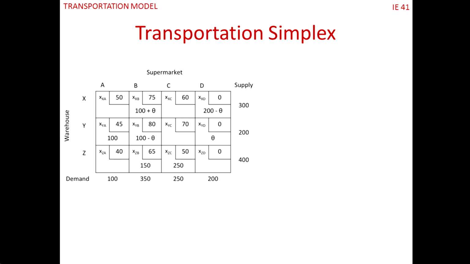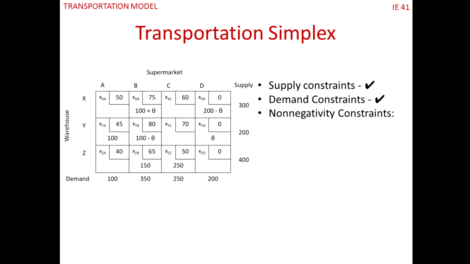We now determine the maximum value of theta for which all constraints can be satisfied. By alternating the subtraction and addition of theta from the entering variable, we ensure that the supply and demand constraints are satisfied. We now check for the non-negativity constraint. Notice that this only affects terms from which we subtracted theta. These basic variables must satisfy the following conditions. xxd is equal to 200 minus theta, which must be greater than or equal to 0. xyb is equal to 100 minus theta, which must be greater than or equal to 0. Getting the intersection of the two inequalities, the maximum possible value of theta is 100.